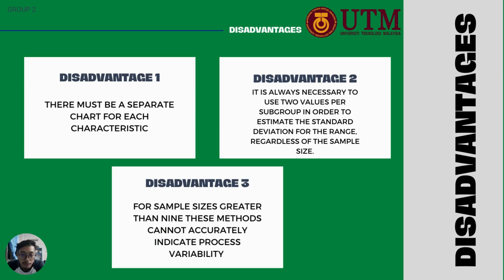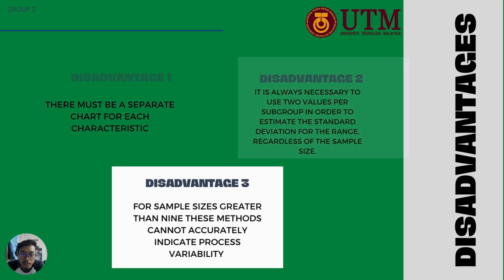However, there are a few disadvantages in constructing the X-bar and R chart. The first disadvantage is there must be a separate chart for each characteristic. The second disadvantage is that it is always necessary to use two values per subgroup in order to estimate the standard deviation from the range, regardless of the sample size. And third, for sample sizes greater than 9, these methods cannot accurately indicate process variability.